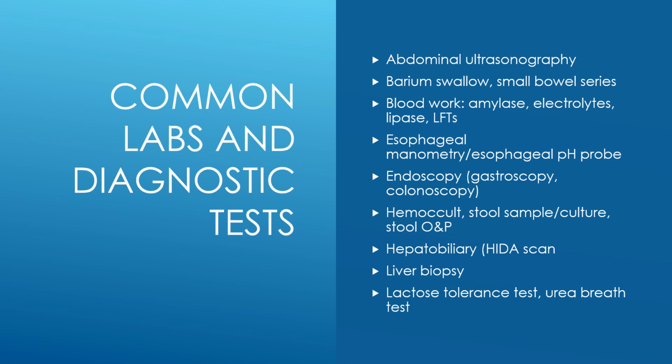Hepatobiliary scan visualizes the gallbladder, determines patency. Liver biopsies help evaluate hepatic structure, and then lactose tolerance tests, urea breath tests is usually done after kiddos have ingested lactose to test those levels of hydrogen. So all those common labs and diagnostics you'll see with our GI.